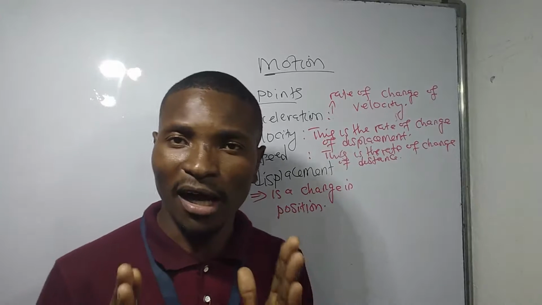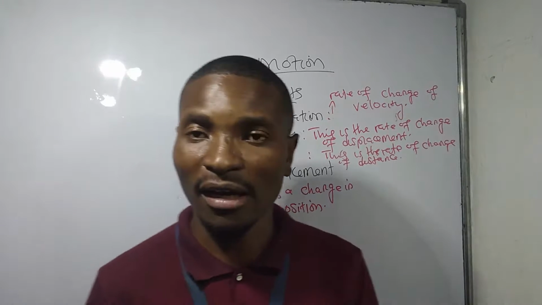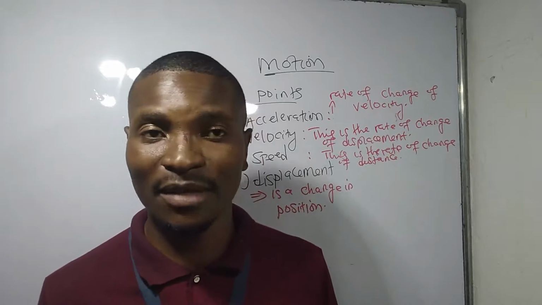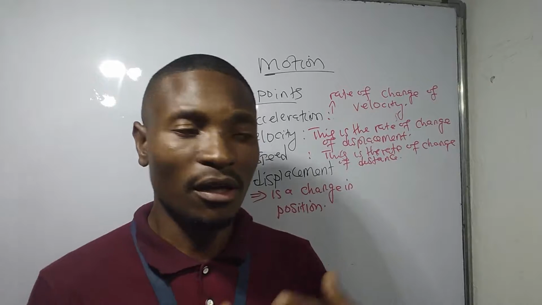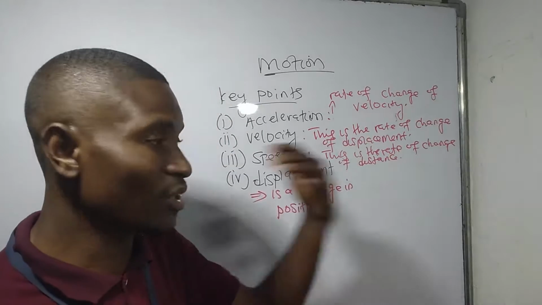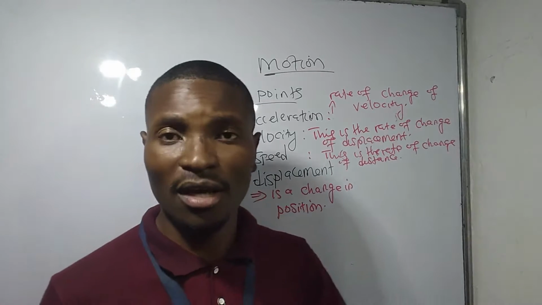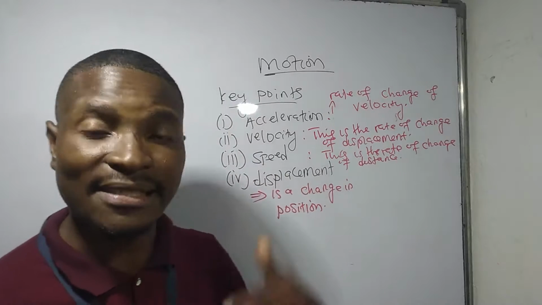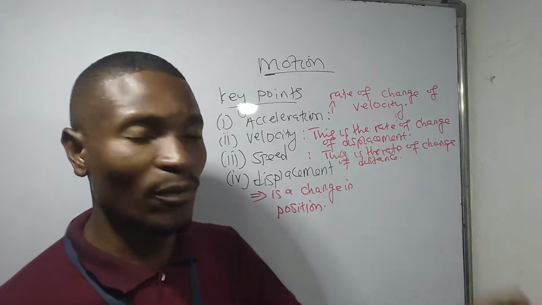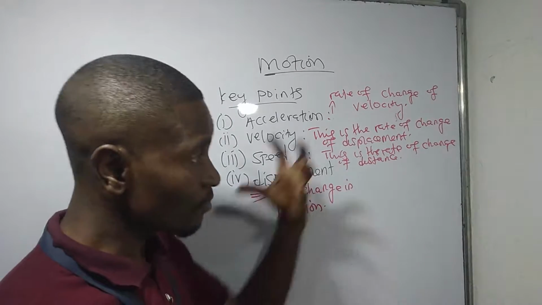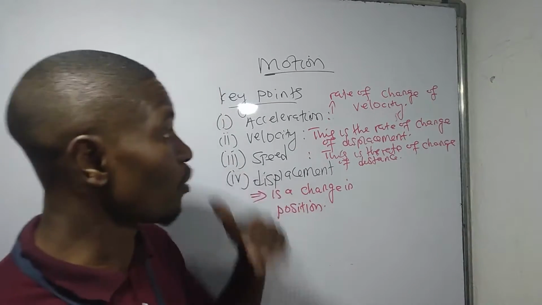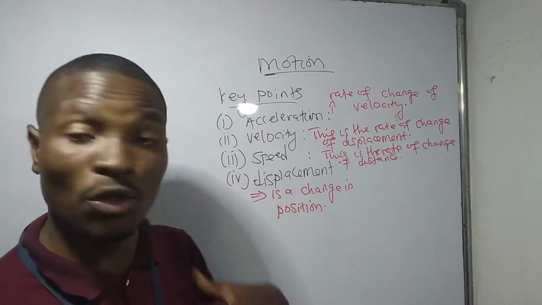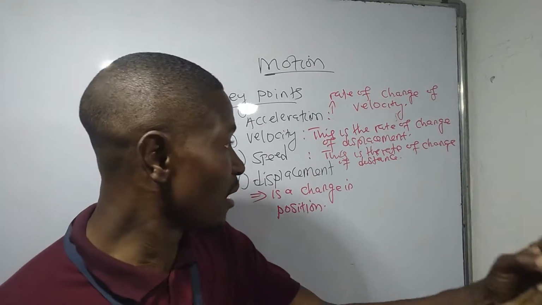So this is the first, introductory part of what motion is all about, and some of the key terms and definitions that we can use to describe the motion of an object. In the next video, we'll be looking at some of the standard units, some of the formulas for each of these that I've described, and some of the differences between velocity and speed.